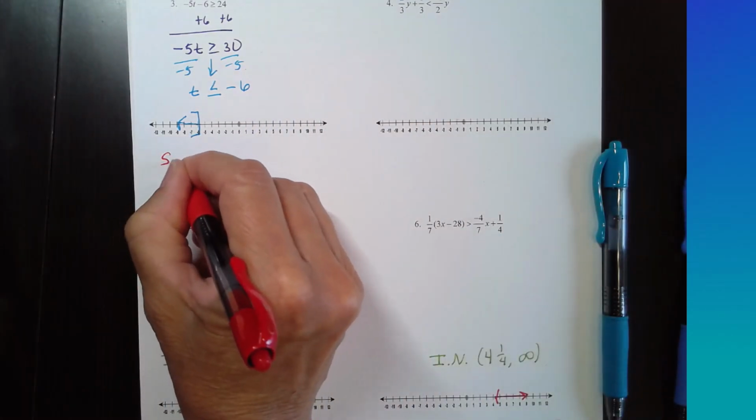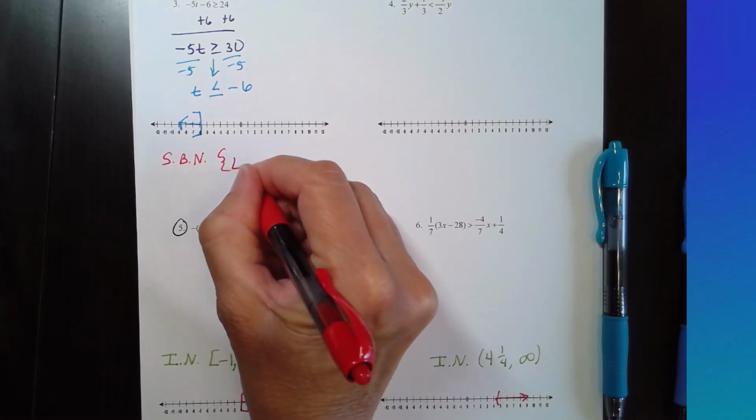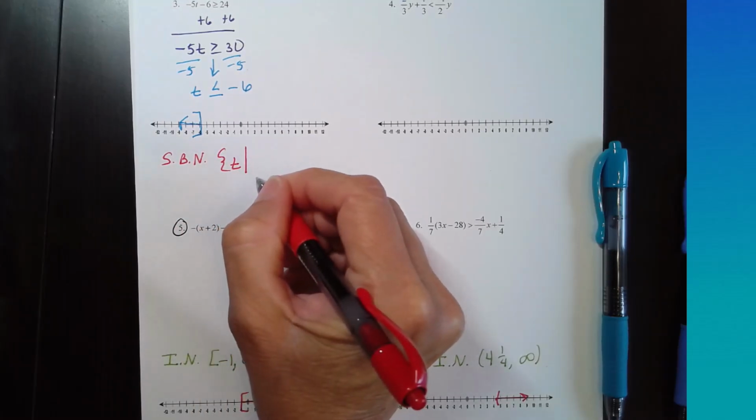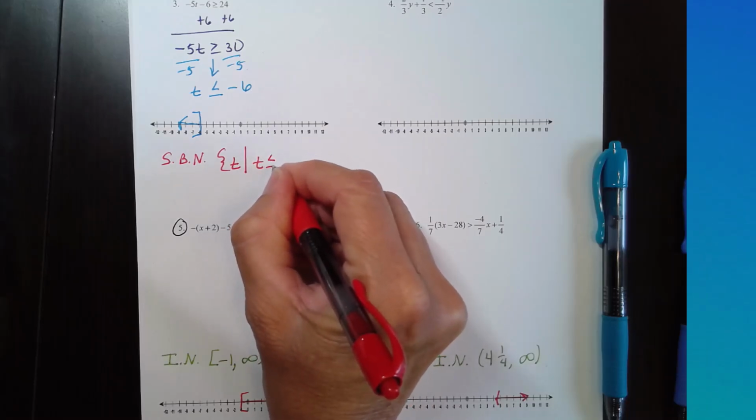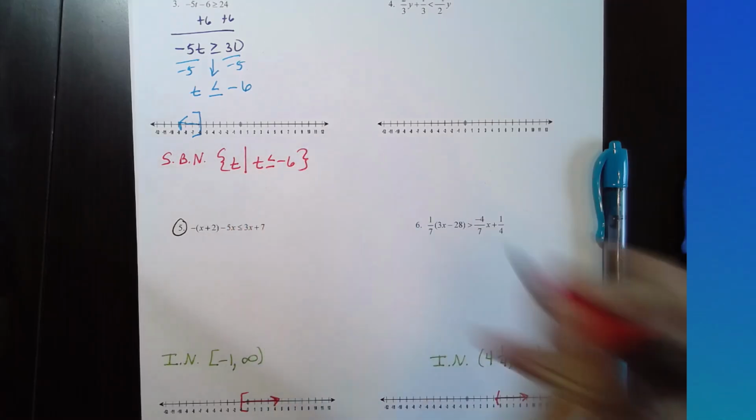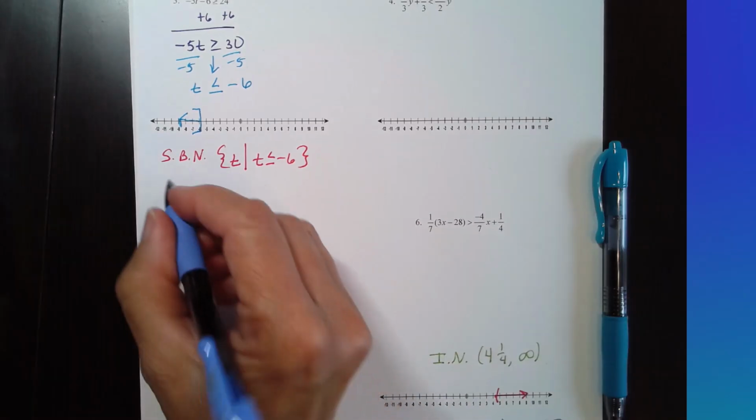So for set builder notation, we have the set of all, we're using the letter t. Draw your line down, that means such that. And we're going to have t is less than or equal to -6. I'm abbreviating set builder notation with SBN.